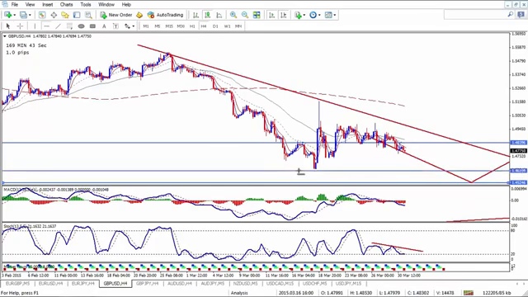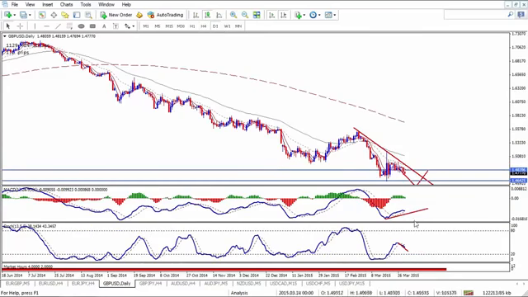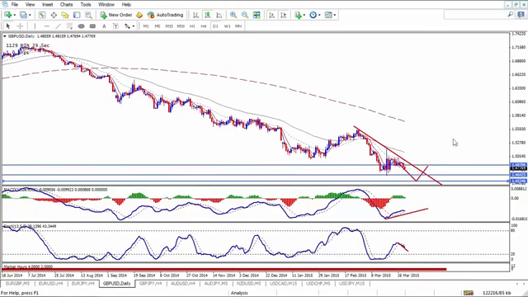Again, this becomes a nice target, this level of support. But ultimately, I think we're going to break that. We're going to get lower than that because on the daily time frame, I'm looking for that divergence setup. All right, so that's my outlook on the pound US dollar.